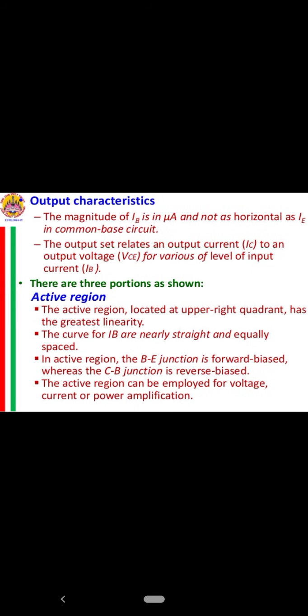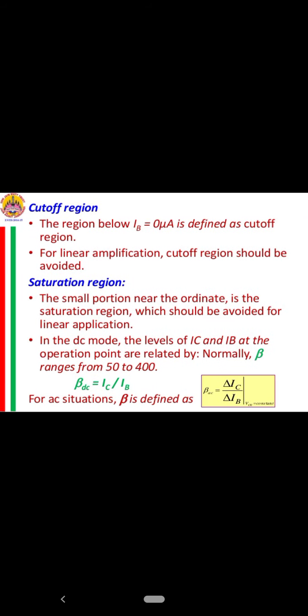First one is the active region. The active region located at the upper right quadrant has the greatest linearity. The curves for IB are nearly straight and equally spaced. In the active region, the BE junction is forward biased whereas the CB junction is reverse biased. The active region can be employed for voltage, current or power amplification.